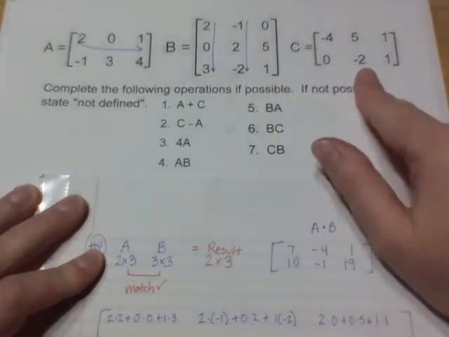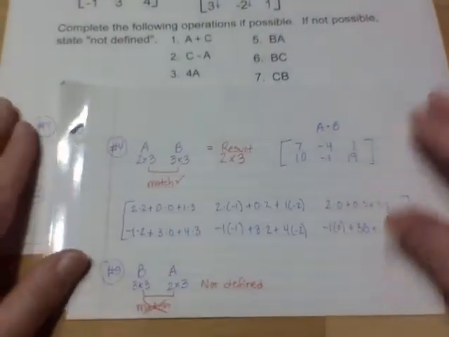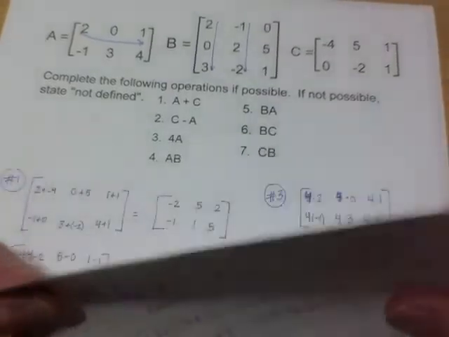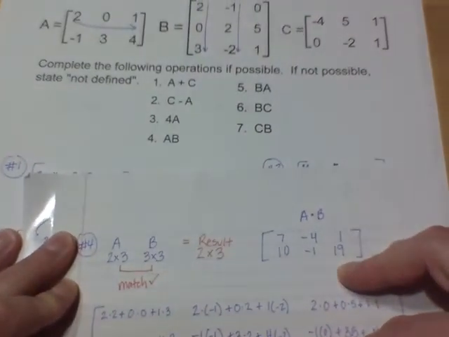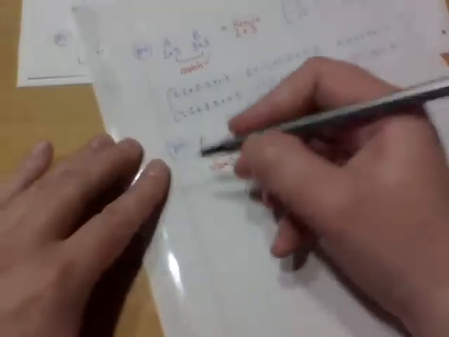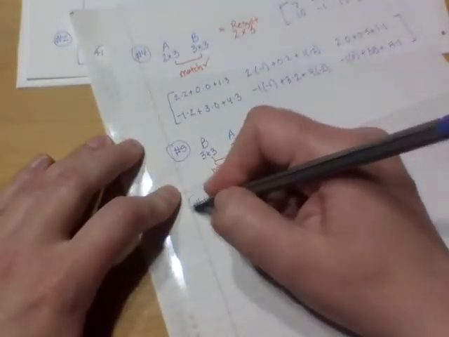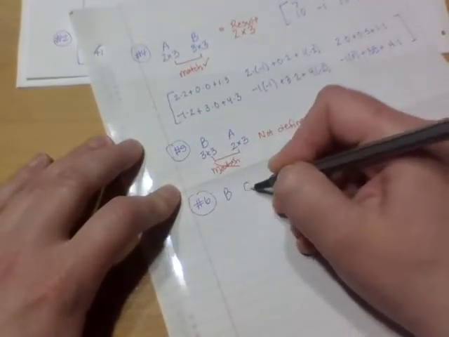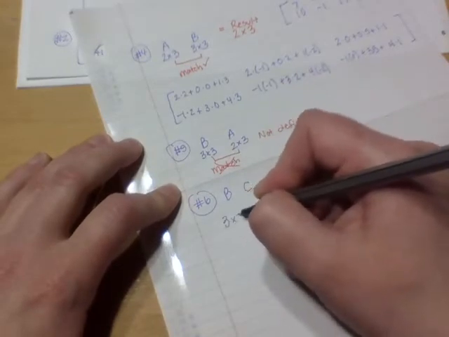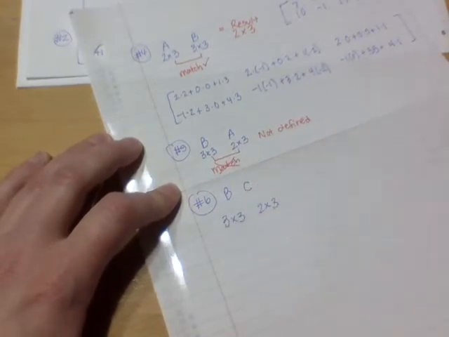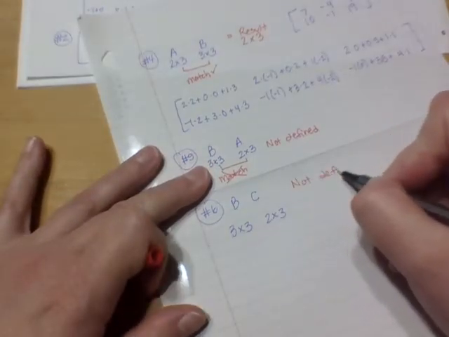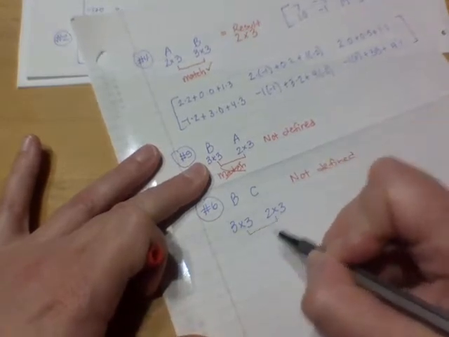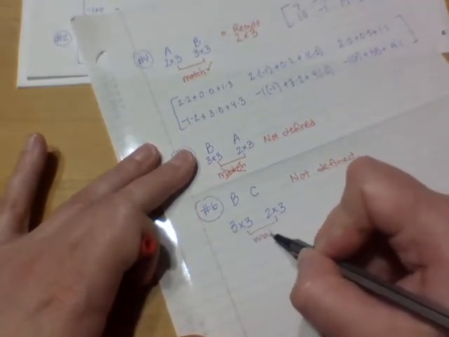Number 6 takes B times C. And so again, B is a 3 by 3 and C is a 2 by 3. And so again, that's not possible in number 6, B times C. So B again is a 3 by 3, C is a 2 by 3, and so this one is not defined because the 3 and the 2 do not match.